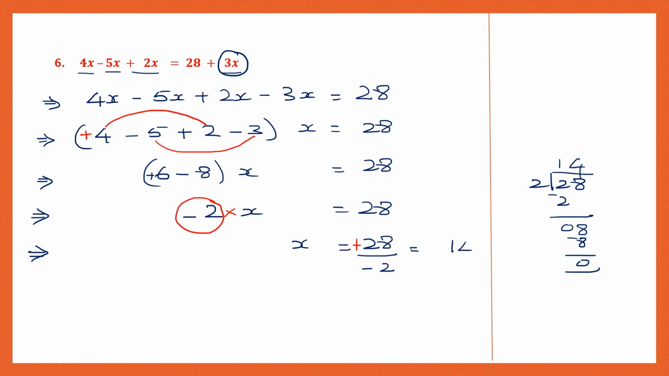Now let's look at the signs. Plus into minus is minus. So x is equal to minus 14. We found the value of x to be minus 14.